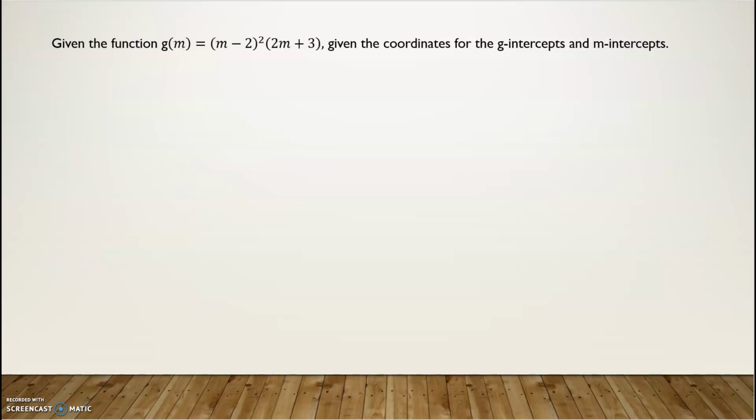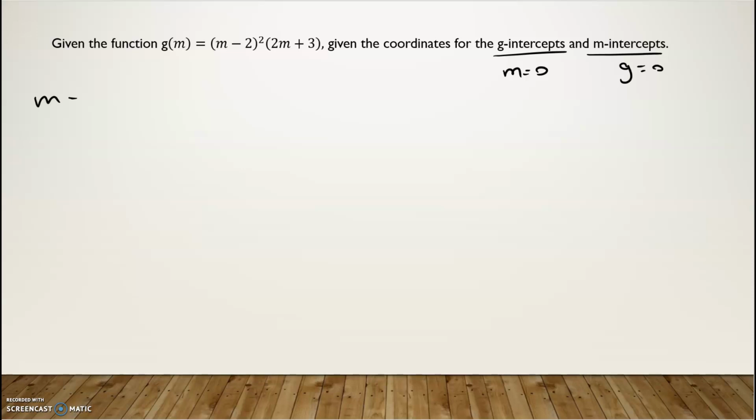Okay, let's look at this one right here. g of m is equal to (m minus 2) squared times (2m plus 3). Okay, when we're looking for the g-intercept, that means m is going to be equal to 0. When we're looking for m-intercepts, that means that g is going to be equal to 0.